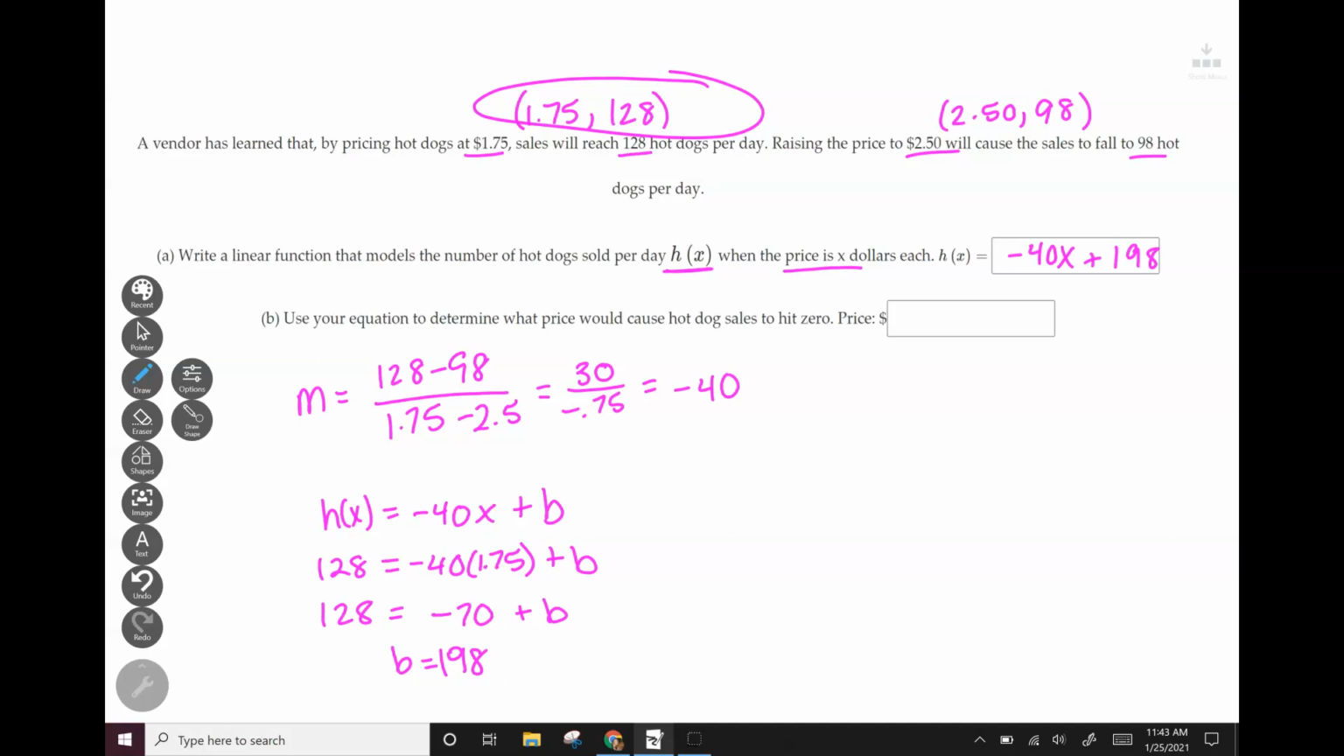Okay, now use your equation to determine what price would cause hot dog sales to hit 0. So I'm plugging 0 in for h, the hot dog sales. So that will give me 0, and I'm using this equation from part A that we got: 0 equals negative 40x plus 198. Okay, so 40x equals 198. Divide by 40.